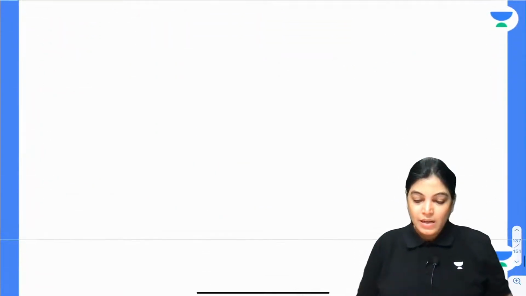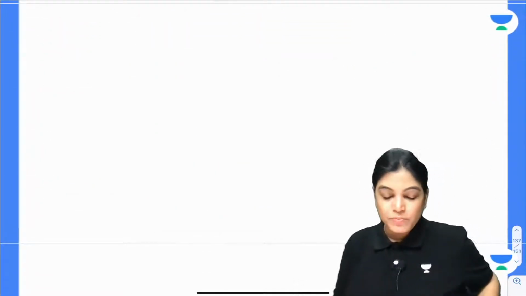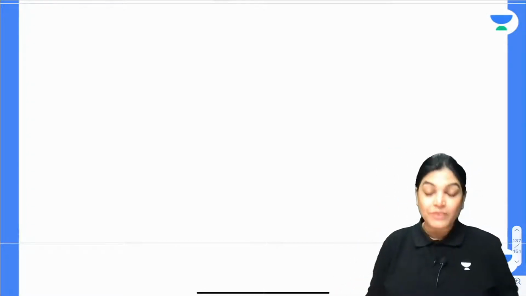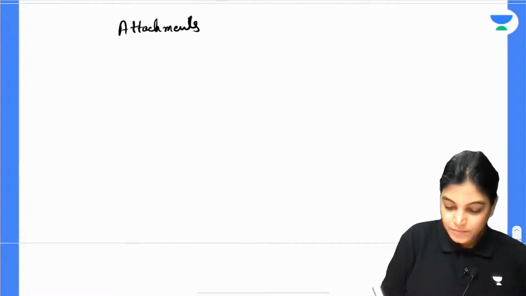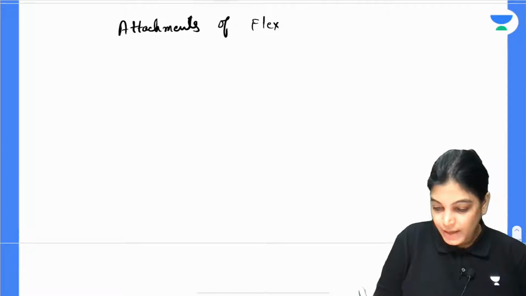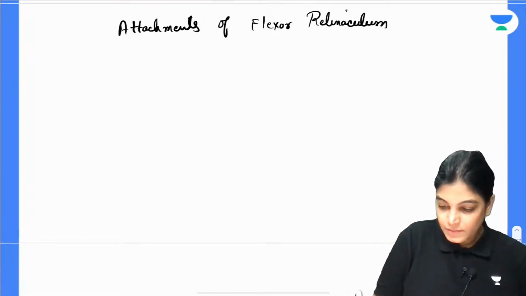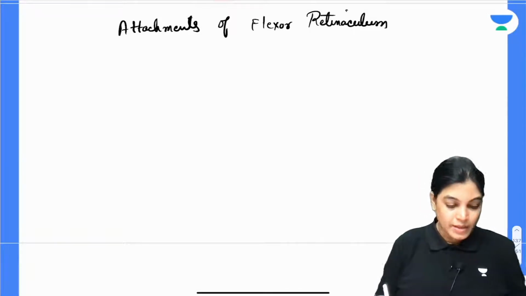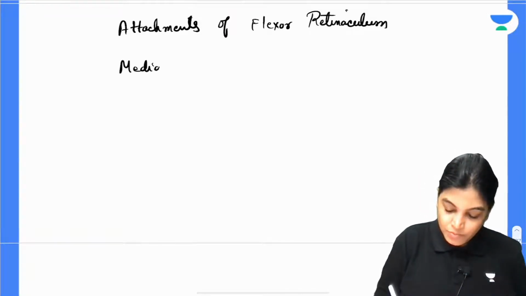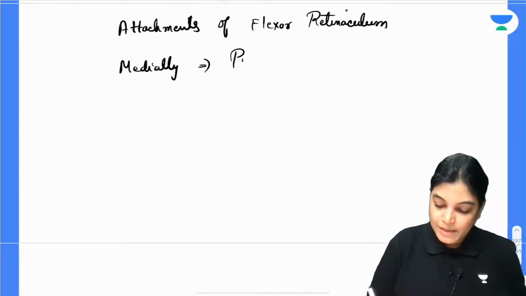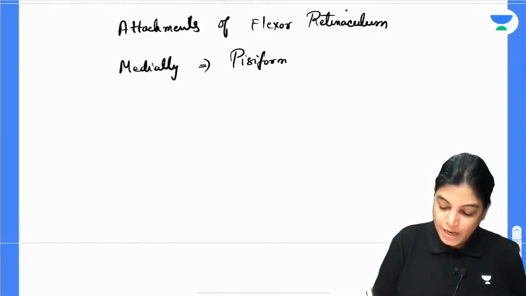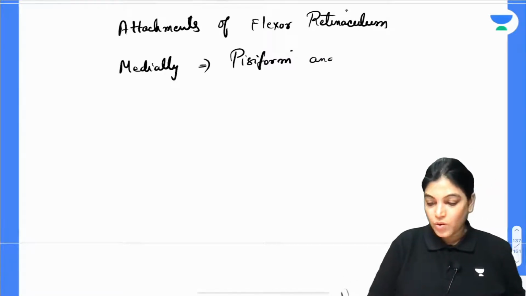So let's see about the attachment. I would also like to write firstly the attachment and then I will draw the diagram. So write the heading: attachments of Flexor Retinaculum. Okay, so medially, as I told you, it is attached to which carpal bone? It is attached to the pisiform carpal bone, the smallest carpal bone, and the hook of hamate.